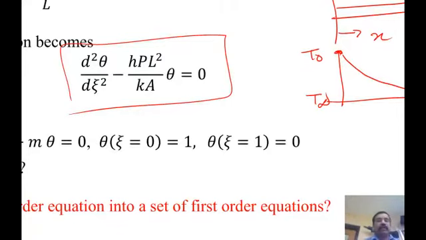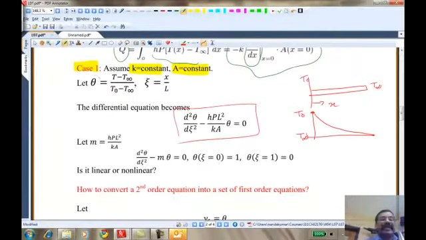Okay, so I'm going to define theta as my dimensionless temperature. Remember, T has a dimension of degree C, but theta is going to be scaled such that theta will always go from 0 to 1. This is an arbitrary definition. So I'm going to take T as my unknown, subtract T infinity, because T infinity is the reference temperature, and then divide it by T0 minus T infinity.